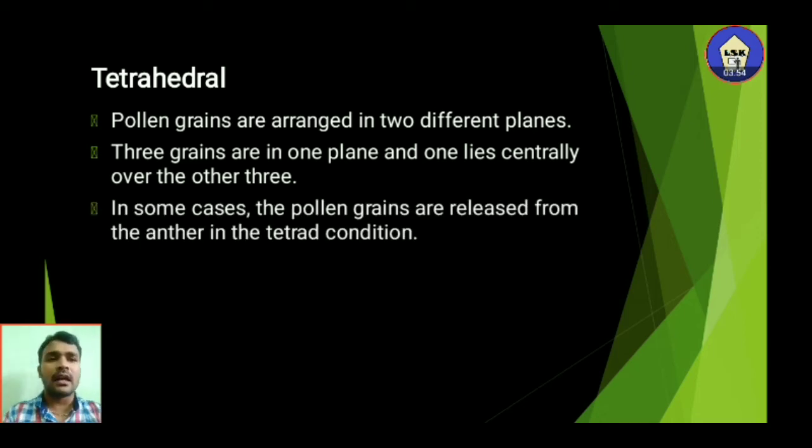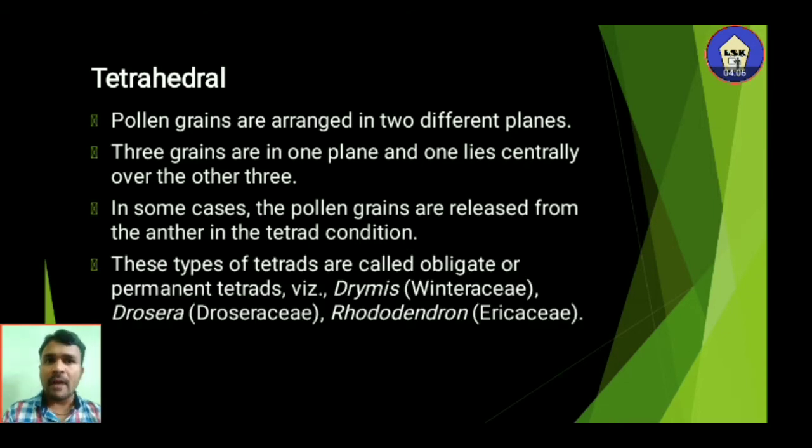In some cases, the pollen grains are released from the anther in tetrad condition itself. At the time of anther dehiscence, the tetrads will be released as such. These types of tetrads are called obligate or permanent tetrads. Normally, after dehiscence of the anther, the microspore tetrads are released, and on drying they get separated. That means all four pollen grains will not remain in a cluster. They will separate, and each cell will separate from the group. But in some cases, they are released in the tetrad form itself. So they are called obligate or permanent tetrads. Common examples are Drimys, a member of Winteraceae, Drosera, which belongs to the family Droseraceae, as well as Rhododendron, which belongs to Ericaceae. So this is regarding the tetrahedral type of arrangement of microspore tetrads.